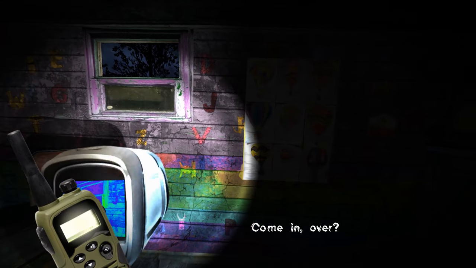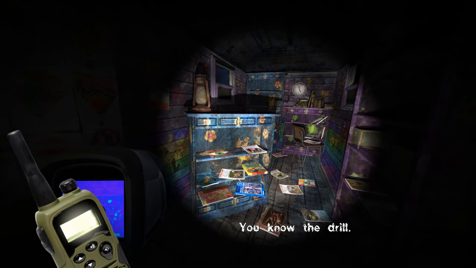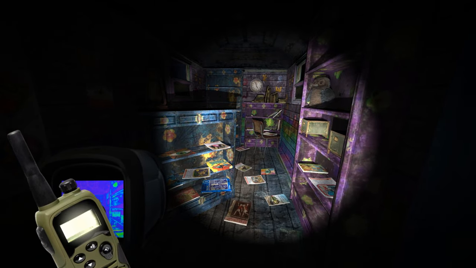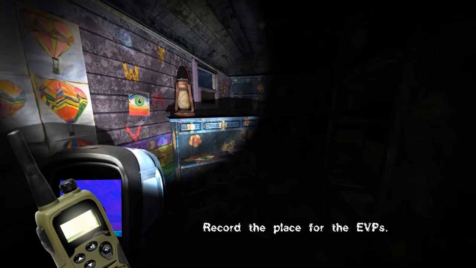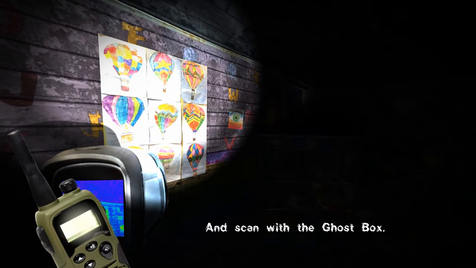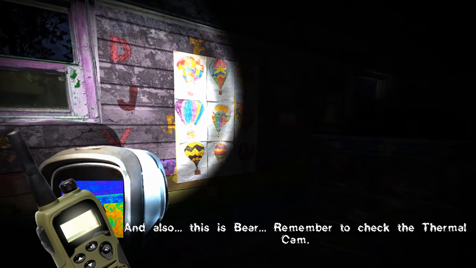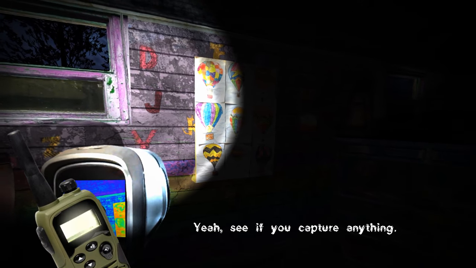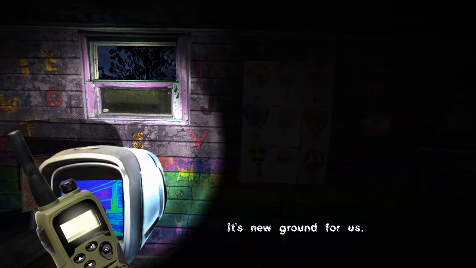Over. Ben tells me you're in the library. You know the drill. Baseline with the EMF. Record the place for the EVPs. Scan with the ghost box. And also, this is Bear. Remember to check the thermal cam. Yeah, see if you capture anything. It's new ground for us.